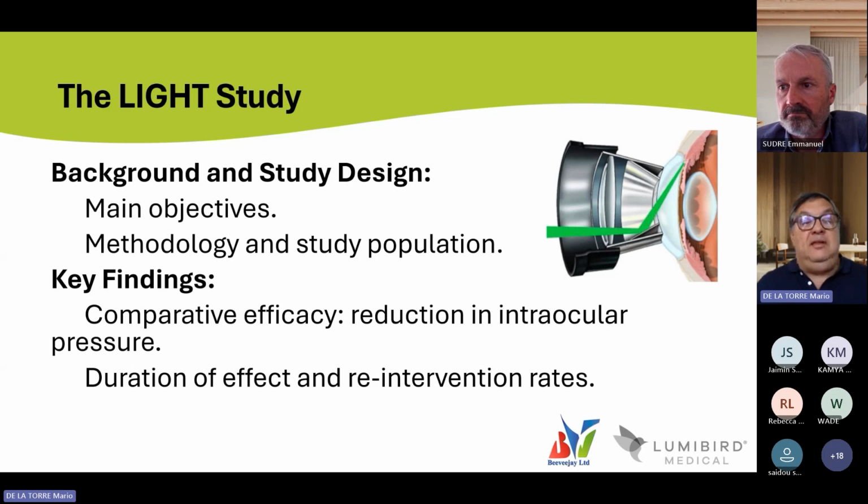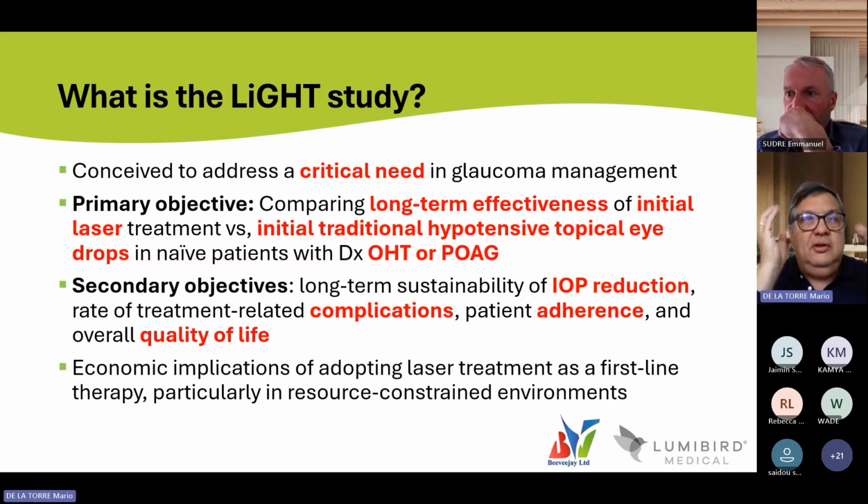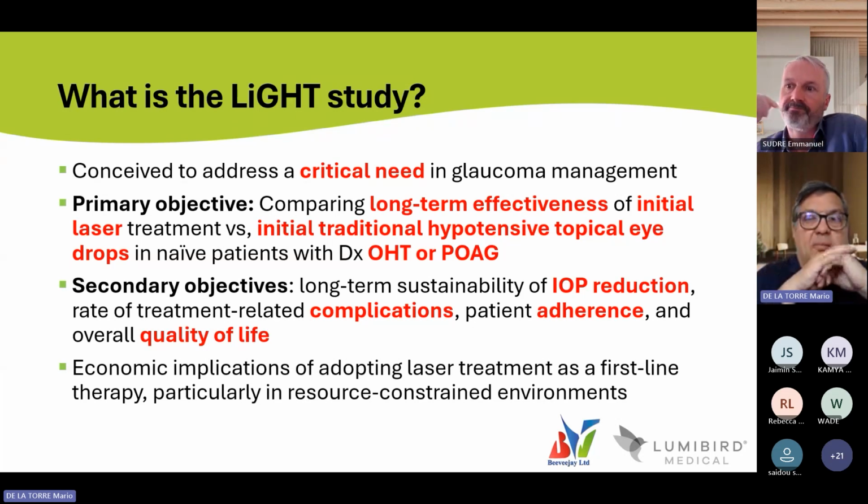We will talk about the main objectives of the study, the methodology and the study population that they used, the key findings, the comparative efficacy in reduction of intraocular pressure, and the duration of the effect and reintervention rates, because those are also questions that were asked. Okay, what is the LiGHT study? It is to address the critical need in glaucoma management. Why? Because with drops, we have a lot of problems with the compliance of the patient.